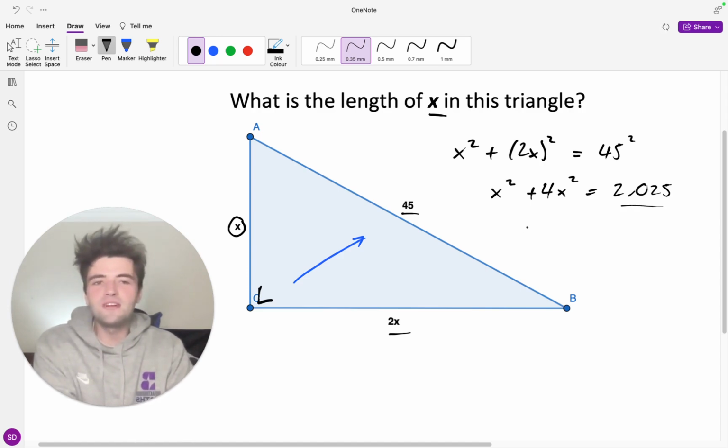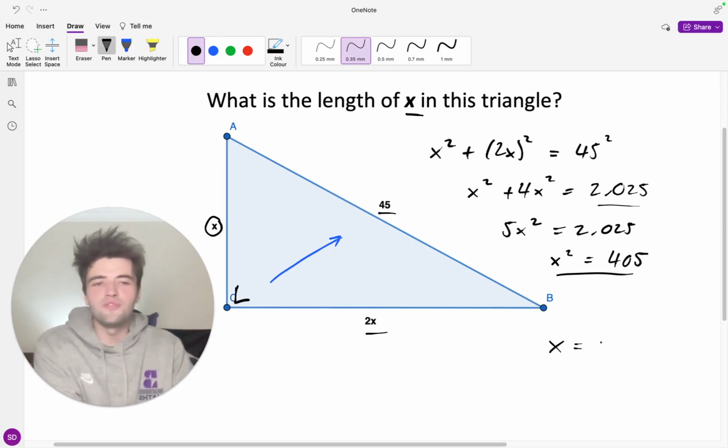And so then on the left hand side we can simplify down to 5x squared. So we have 5x squared is equal to 2025. And then if we find the square root of 405, we get an answer of 20.125. So that is going to be our final answer for x, and so that is going to be it for this question.